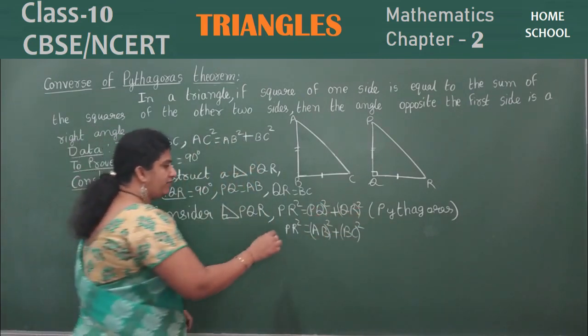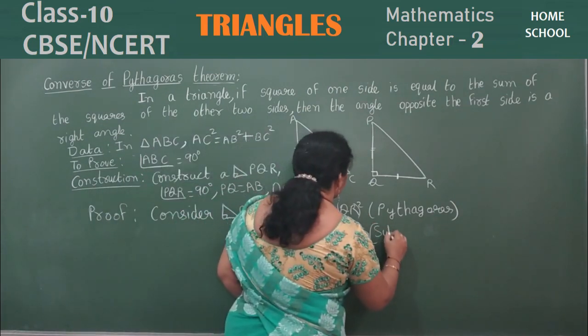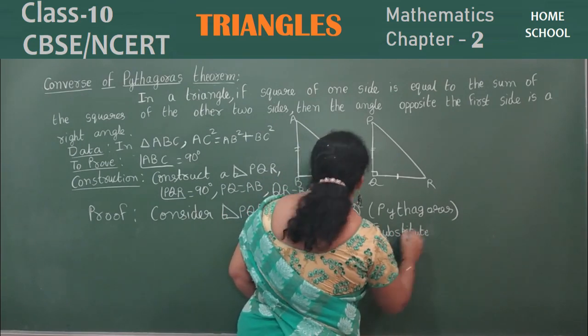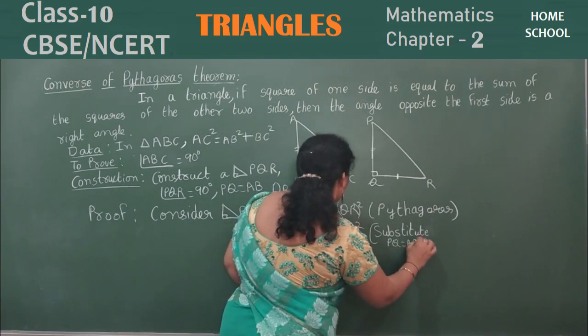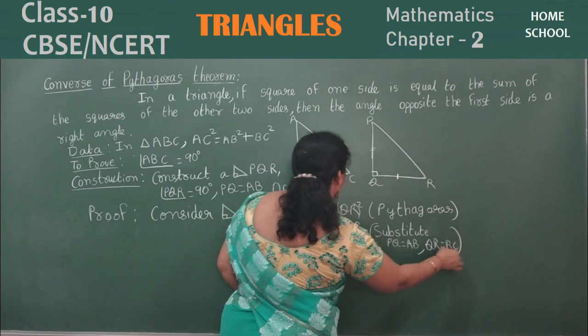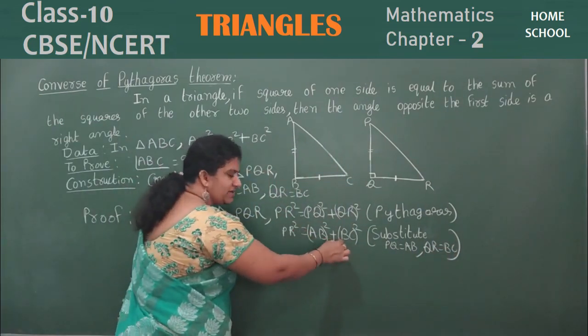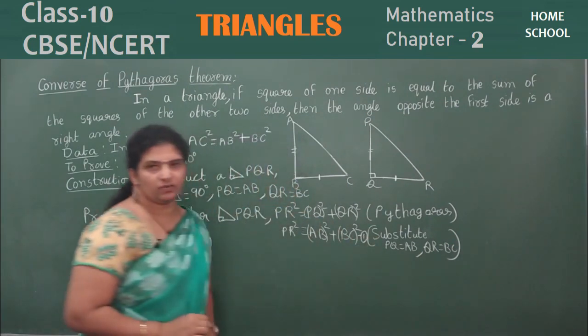Okay. So now, what have I done here? I have substituted the values: PQ is equal to AB and QR is equal to BC. I have substituted, so I got this line: PR square is equal to AB square plus BC square. Let me mark this as the first equation.